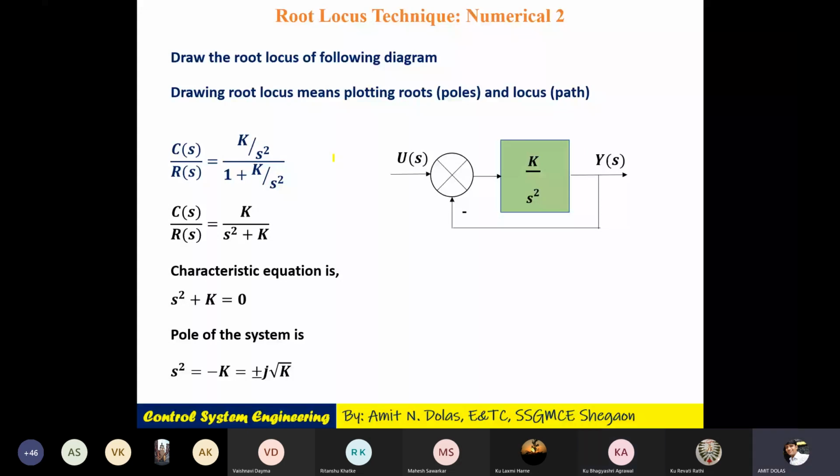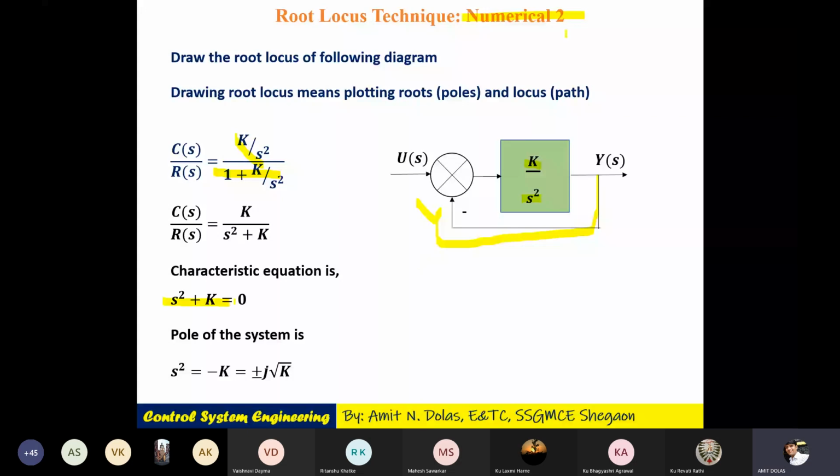Okay, so this is numerical number 2, very short numerical, maybe for below 5 marks. So again, same thing is given, one diagram is given where k into 1 by s square, so k by s square. I have to write it. So I'll write k by s square divided by 1 plus k by s square. Unity gain, feedback में कुछ नहीं है, one line is there, that means hs is equal to 1. So characteristic equation is what? S square is equal to k.